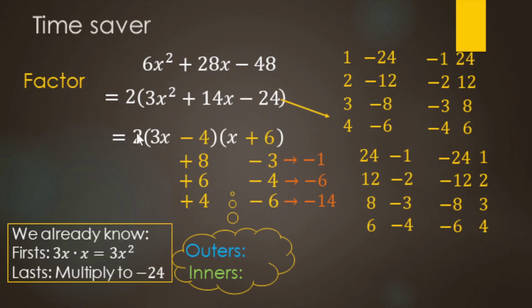And again, just checking the outers and the inners. 3 times 6, that's a positive 18. 4 times 1, negative 4 times 1 is negative 4. Adds up to make a positive 14, and boom, there you go.